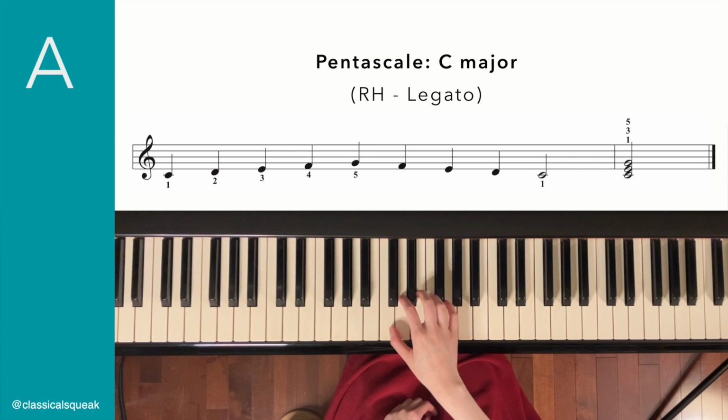For C major, we start on C, and the highest note is G, and we have our fingers between 1 and 5. So these are our notes. So we go from the first note to the fifth note and back down. So C, D, E, F, G, and back down, F, E, D, C.